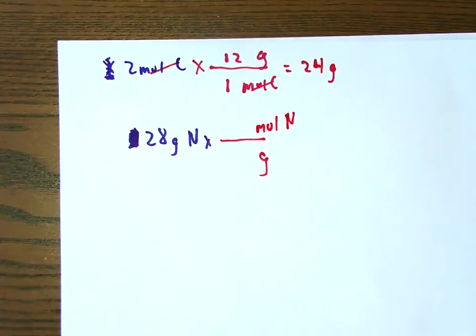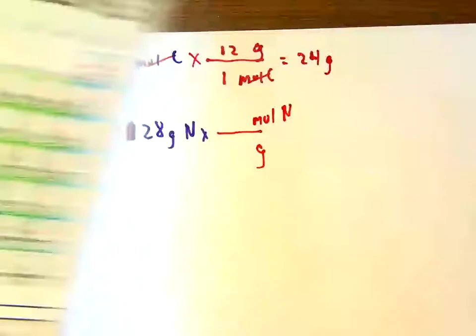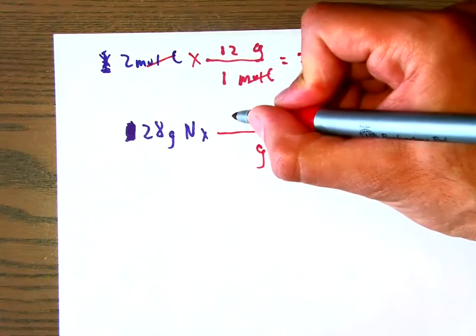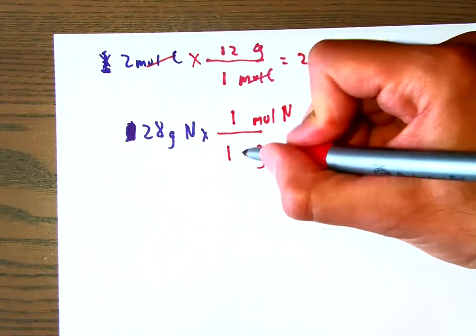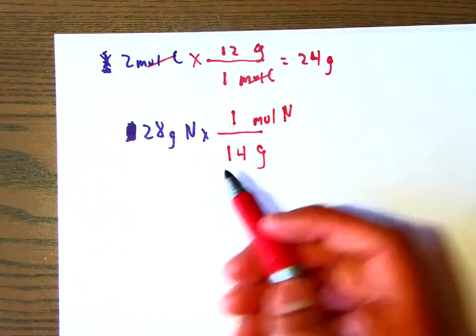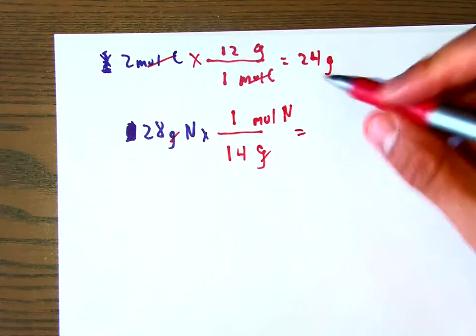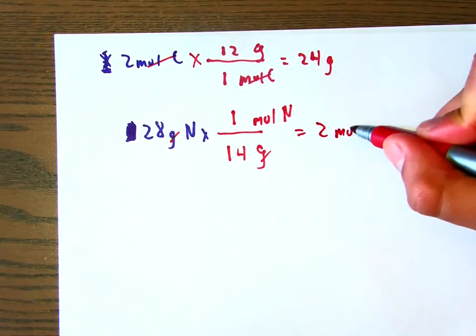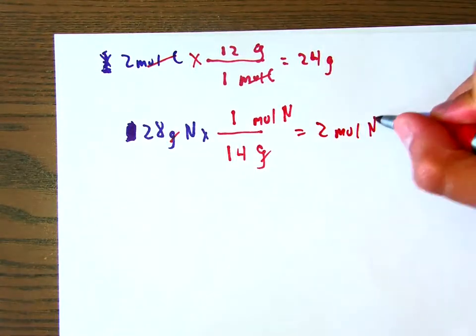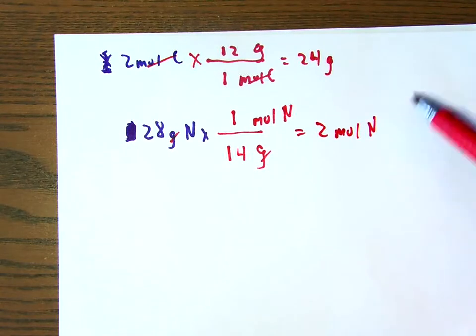So 1 mole of nitrogen equals 14 grams. Remember, we always use 1 mole, that's what the periodic table tells us, equals 14 grams. So that gives me 28 times 1 divided by 14. Grams cancel, which gives me 2 moles of nitrogen. So this is just review. There's a video on the website if you need to review this. Okay, let's go over how to map out problems.